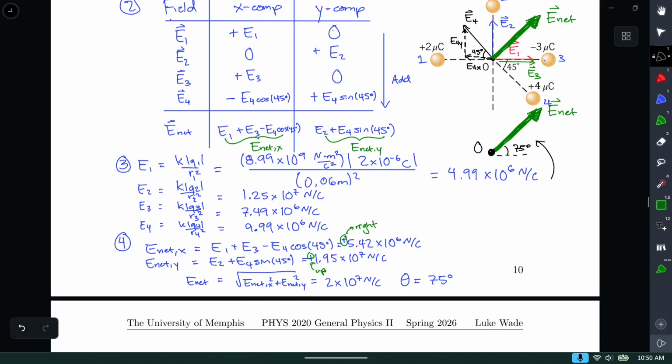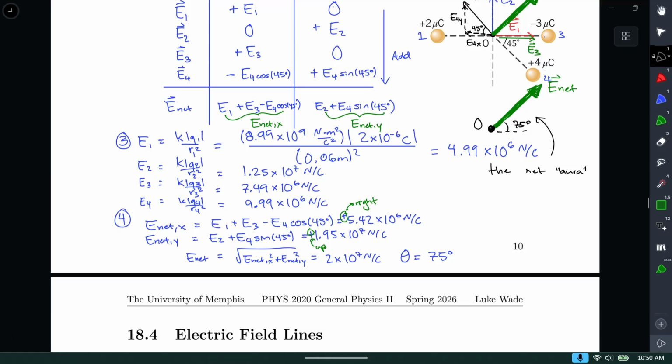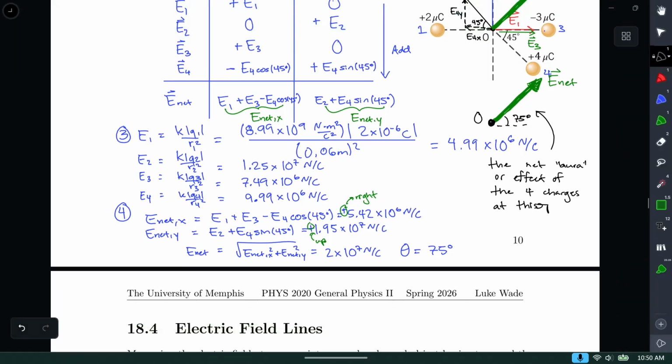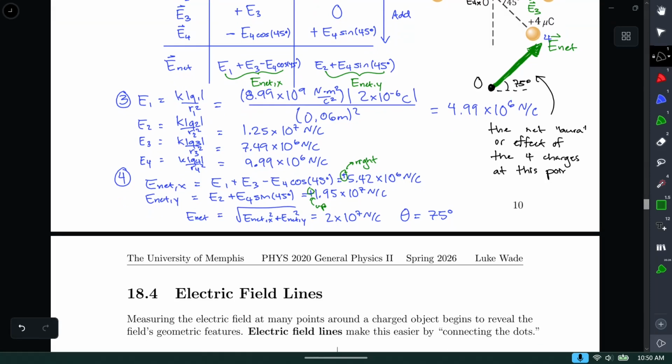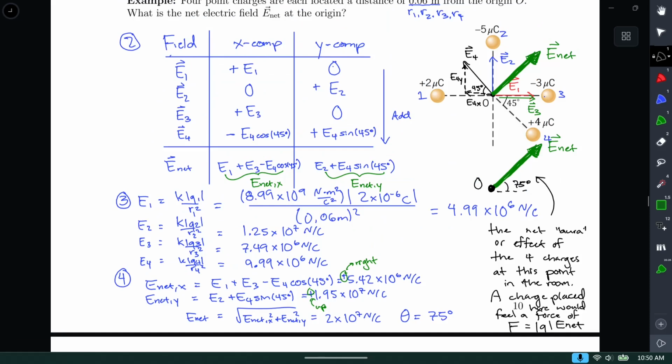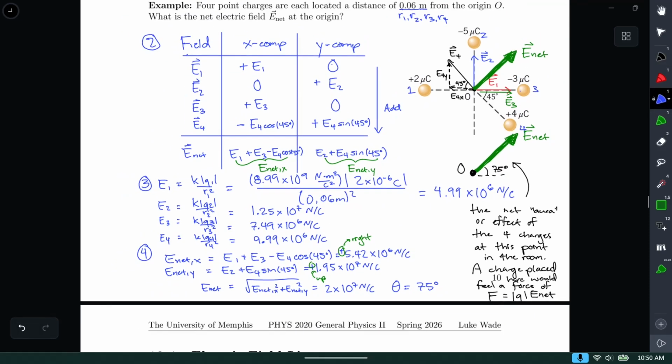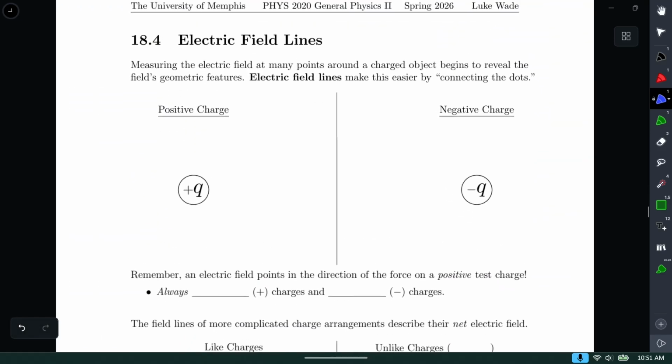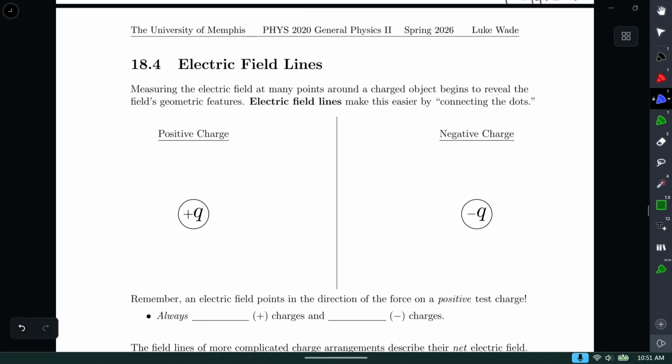So I would interpret this as the net aura or effect of the 4 charges at this point in the room. And a charge placed here would feel a force of whatever its value is, Q, times the net electric field there. Any charge I would care to look at. Not a specific one, whatever I want. Whichever thing I pull out and place there, I can predict what's going to happen to it. So we are going to now think about every point in the room.